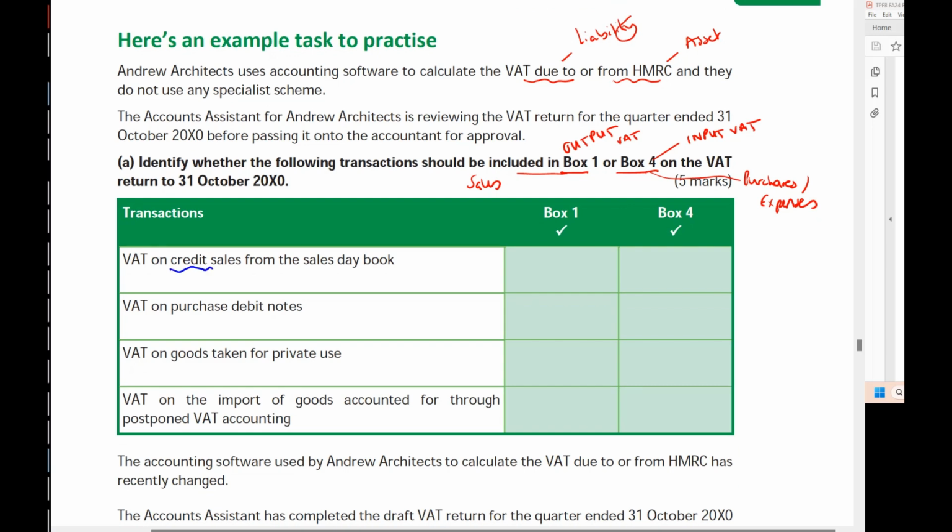This is credit sales. Sales will actually increase the amount of VAT owing, and they will go into box number 1. Purchase debit notes are like a credit note but for purchasers. So because they're for purchasers, they are box 4. They'll actually reduce the amount of input VAT. Question didn't ask us for that, but because it's a revision course, why not? And our credit sales would increase the output VAT.